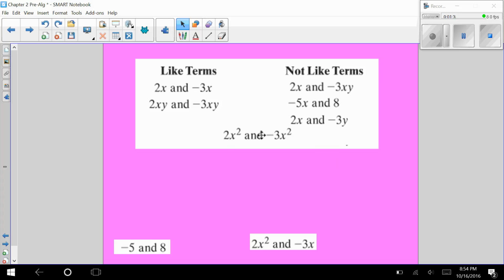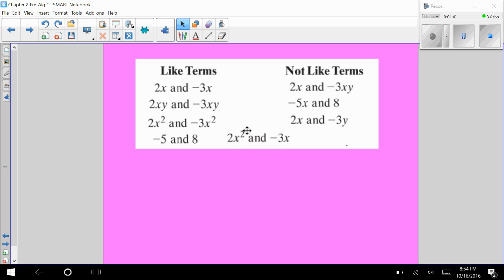2x squared and negative 3x squared. Both have an x squared, which makes them like terms. Negative 5 and 8 are actually like terms because neither of them has an x. And 2x squared and negative 3x. The left one has an x squared, the right one has an x, which makes them not like terms.